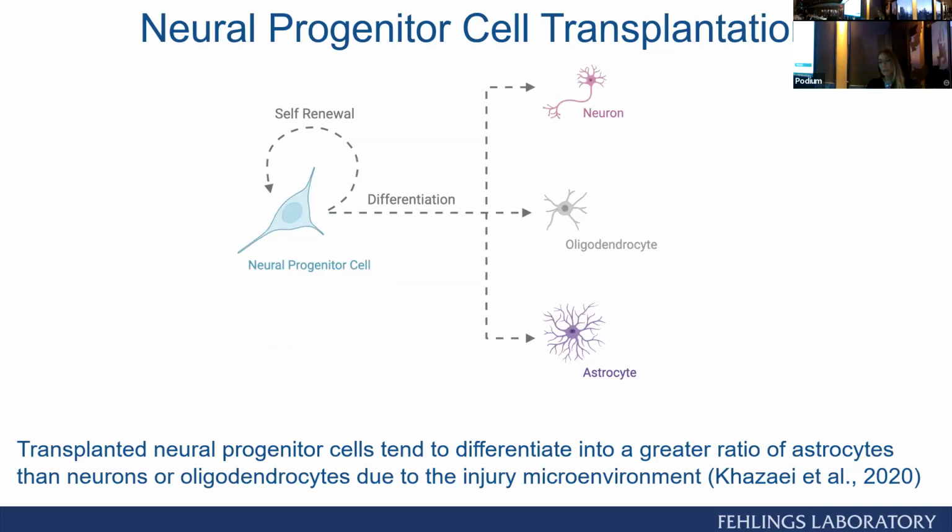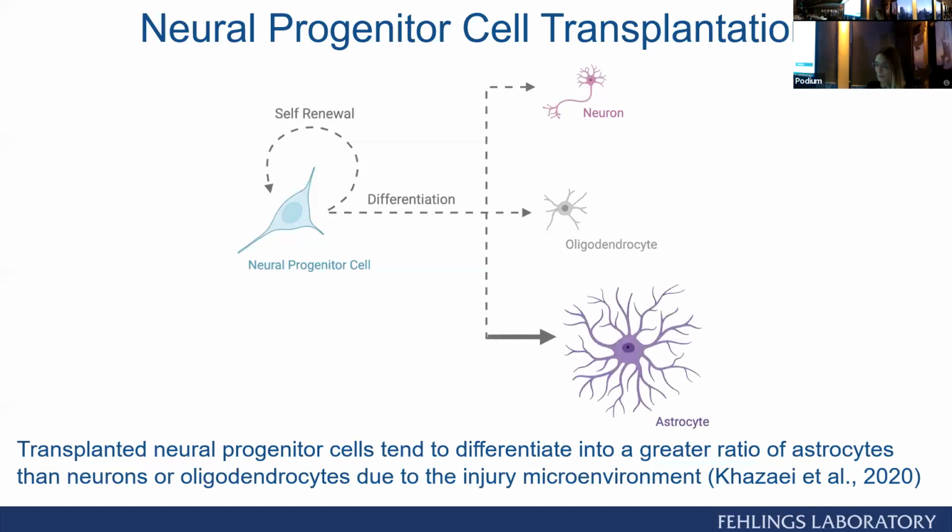Now, one way that we can do this is to transplant neural progenitor cells, which are cells that can self-renew as well as differentiate into neurons, oligodendrocytes, as well as astrocytes. However, in practice, when we transplant these neural progenitor cells into areas of spinal cord injury, they tend to differentiate into astrocytes at the expense of both oligodendrocytes and neurons.